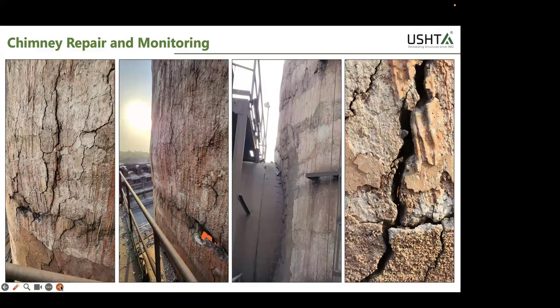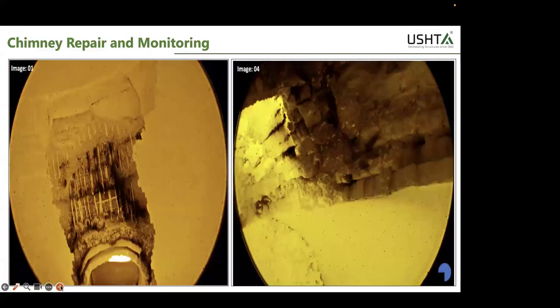So what we did was, initially we started doing endoscopy so that we know the extent of damage inside the structure, because we could see the buckling of the chimney from outside, but we were unable to see to what extent the lining has collapsed, to what extent the concrete has been damaged, or what is the condition of the reinforcement inside.